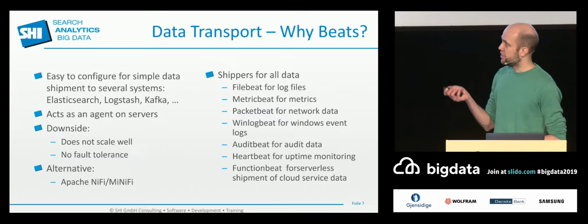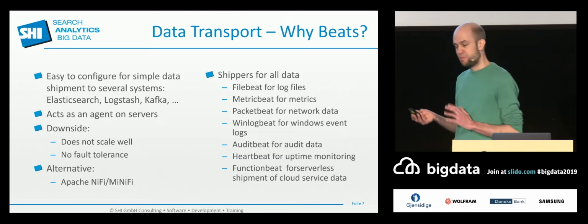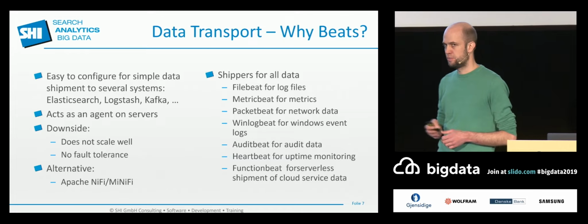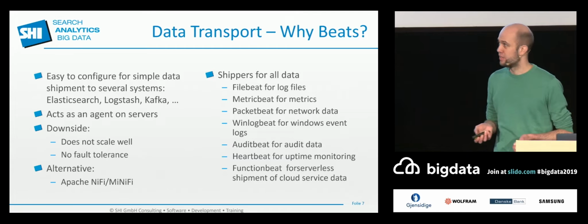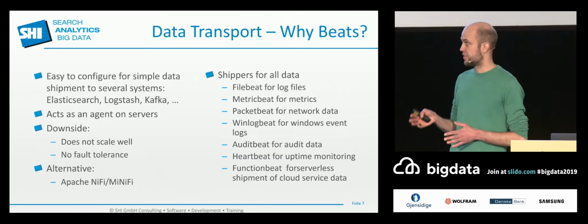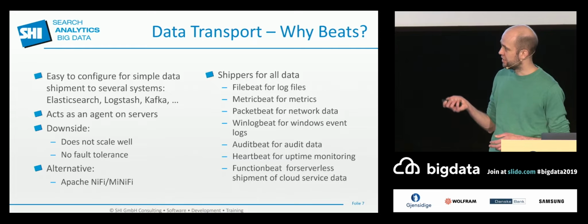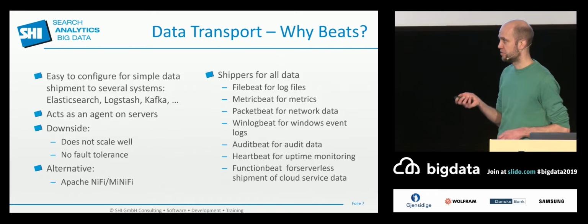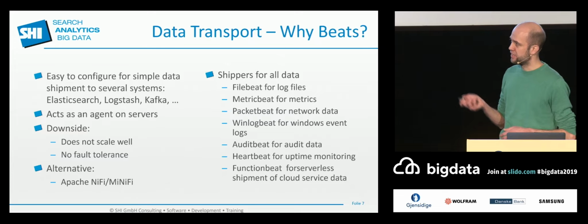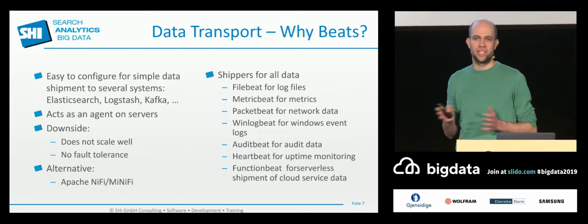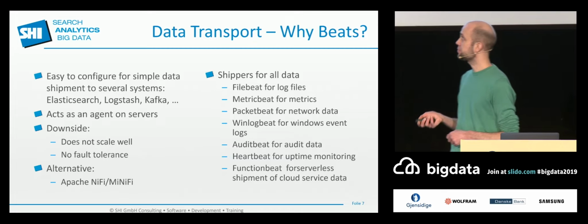It acts as an agent on servers. The downside might be that it doesn't really scale well and it has no fault tolerance. So if your Beats agent goes down, you don't have any data shipment any longer from the source. Alternatives might be Apache NiFi or Apache MiNiFi. MiNiFi is a sub-project of Apache NiFi. So these would be other open source components in general capable of doing so.